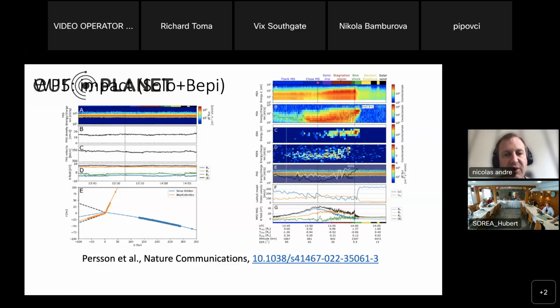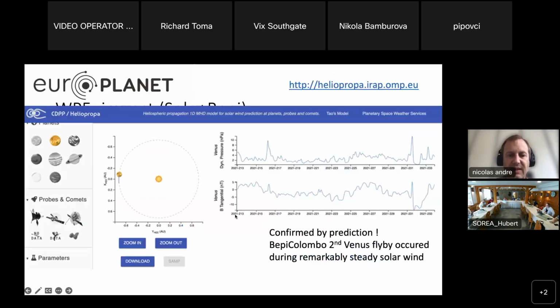And this is of importance also for the study of star-exoplanet interactions, which will be made available in the future with observations and simulations. And so we used our Heliopropa service in order to check at that particular time the prediction of our system for the Bepi Colombo Venus flyby. You can see here that the system predicts a very quiet solar wind in terms of dynamic pressure and magnetic field at the time of the flyby, as confirmed in situ by the solar wind data obtained by Solar Orbiter. And so this was a nice opportunity for us to do science, but also to check the reliability of the system.